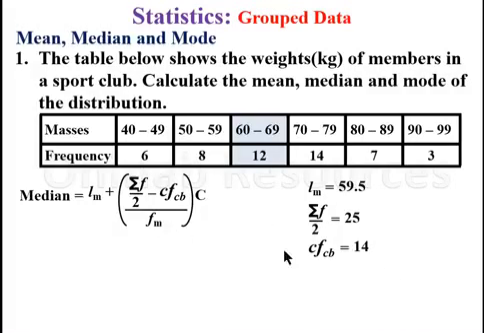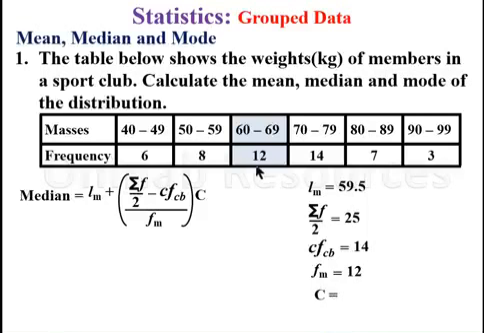Then we now have the frequency of the median class. The frequency of the median class is 12. And the class size. C means the class size or the class width.